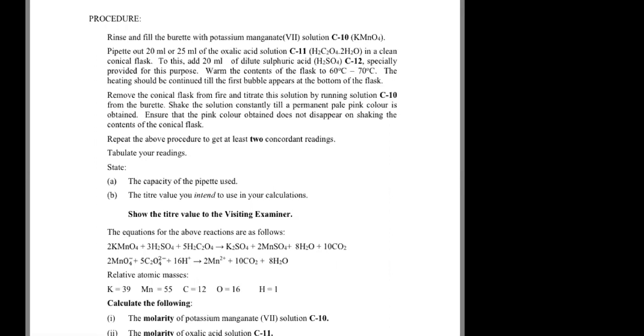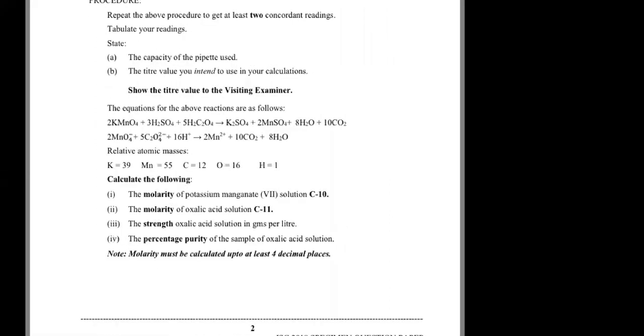You will see in this that the questions are the same: molarity of potassium manganate, molarity of oxalic acid, strength of oxalic acid, percentage purity of the sample of oxalic acid. Again, you have to go up to the 4 decimal places. Now this was the theoretical part, children. An upcoming video will show how practically we are going to demonstrate obtaining the readings for titration. So wait for that video.